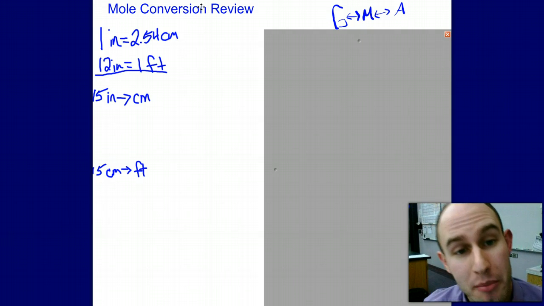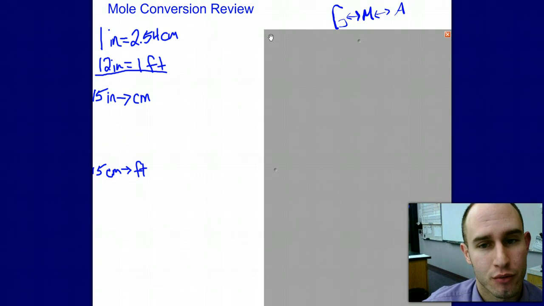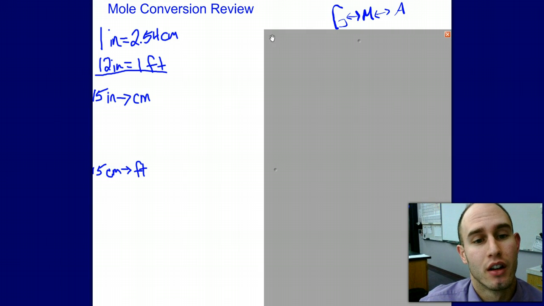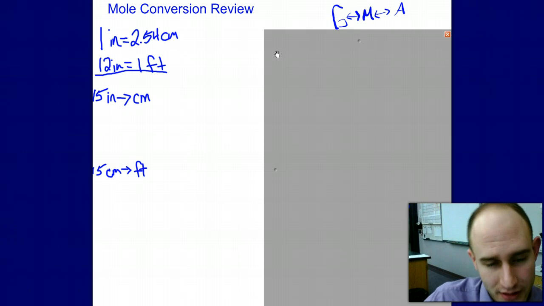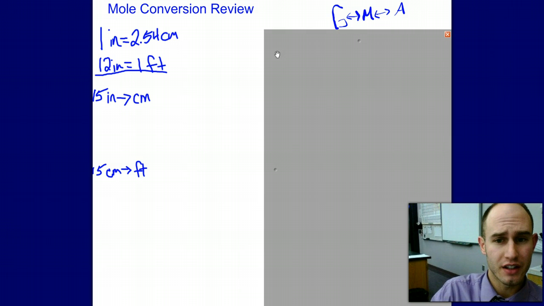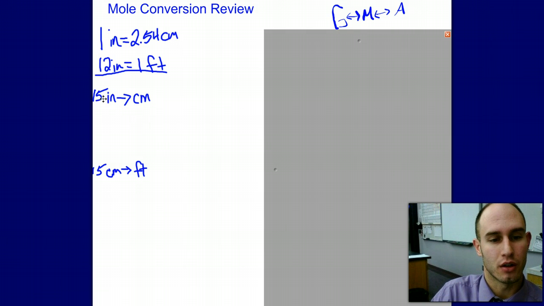So I want to do a mole conversions review and really just start off with a look here at our metric conversions. 1 inch is equivalent to 2.54 centimeters and 12 inches is equivalent to 1 foot. And just very briefly here, look at how you set these conversions up. So this example here, 15 inches to centimeters.